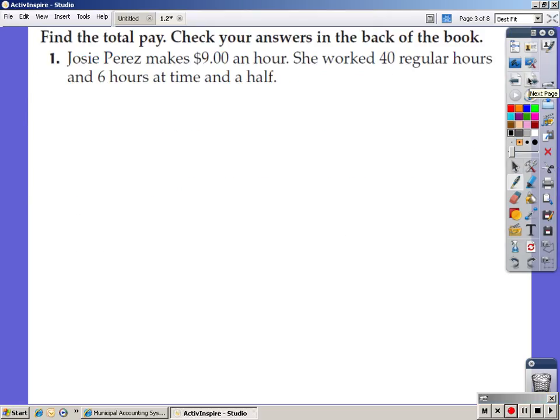Try the first problem on your homework. It says Josie Perez makes $9 an hour. She worked 40 regular hours and 6 hours at time and a half. Press pause, work this out on your own. Play when you're ready to check it.